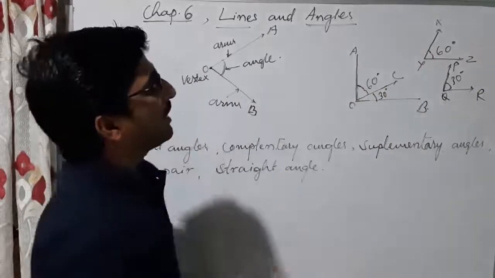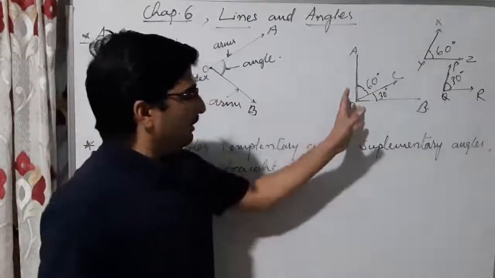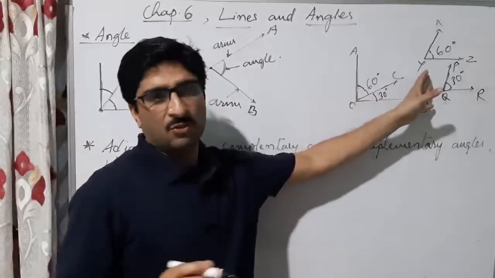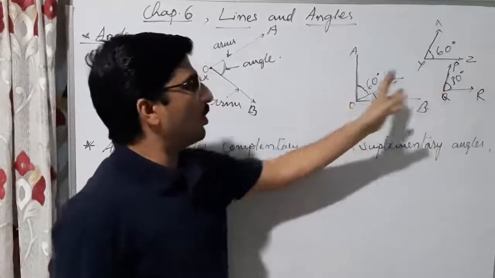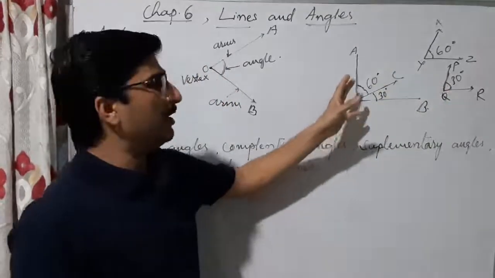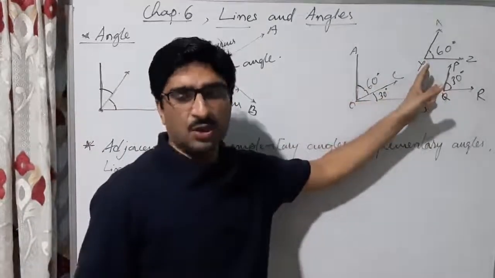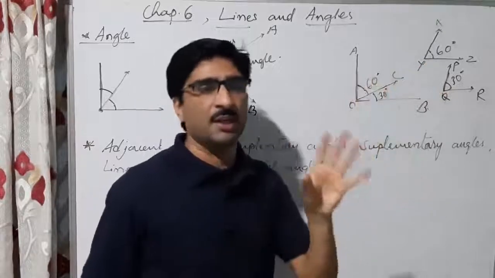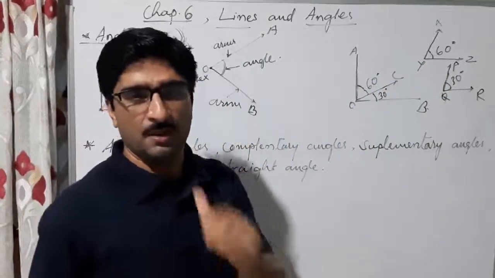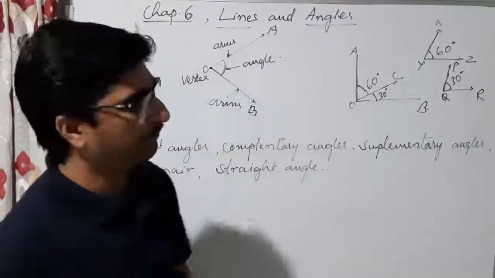So it is adjacent or non-adjacent, that's not the matter. Adjacent angles can be complementary, and non-adjacent angles also can be complementary angles. We only have to check whether the sum is 90 degrees or not. Clear?